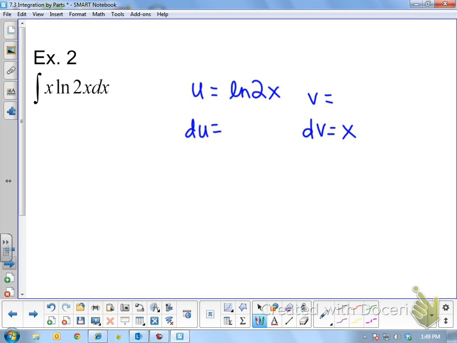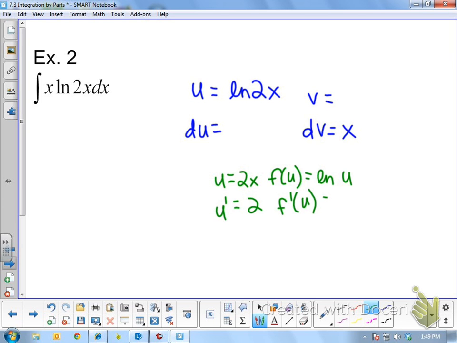So we need inside and outside. I'm going to write it underneath. Inside would be 2x. Outside would be ln u. Derivative of the inside is 2. Derivative of the outside is 1 over u. So we have derivative of the outside evaluated at the inside, 1 over 2x, times the derivative of the inside, so times 2, which does happen to come out as just 1 over x.